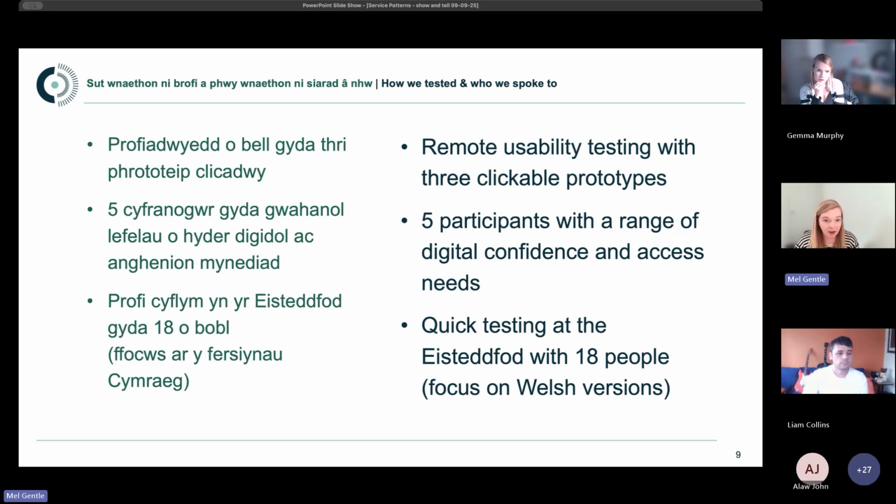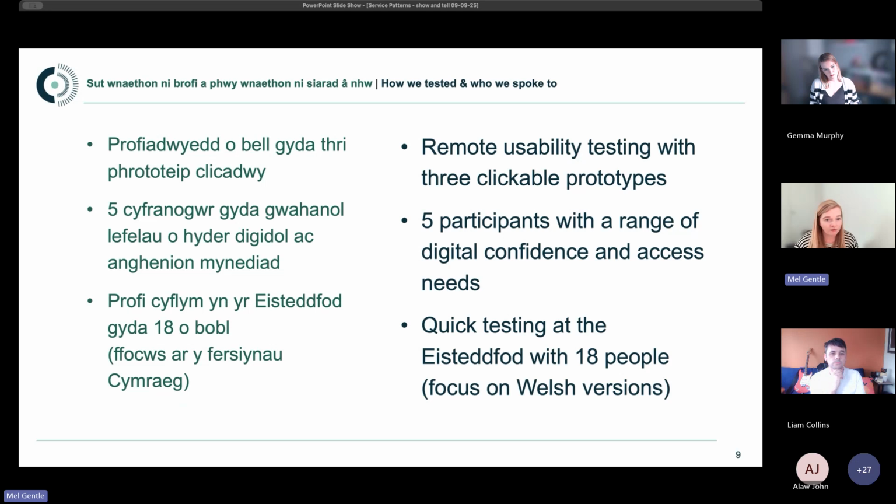We ran some in-depth usability testing remotely. Each session lasted about an hour, where people completed realistic tasks using three clickable prototypes built on the booking service pattern. For the full testing, we spoke to 5 participants who had a range of digital confidence and access needs. We spoke to people who had mental health requirements, mobility needs, and neurodivergence, and that helped us to see where services worked well and where some barriers appeared as well.